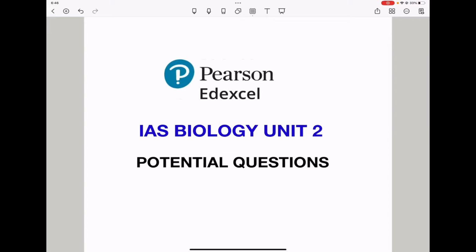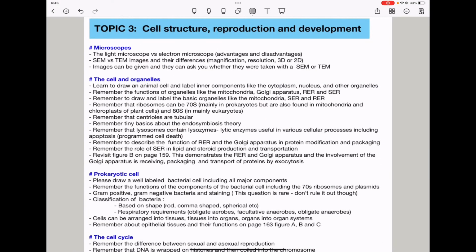Today we are doing the Pearson Edexcel International A Biology Unit 2, potential questions that could come in any Unit 2 biology paper. Let's begin with Topic 3. Topic 3, Cell Structure, Reproduction and Development.